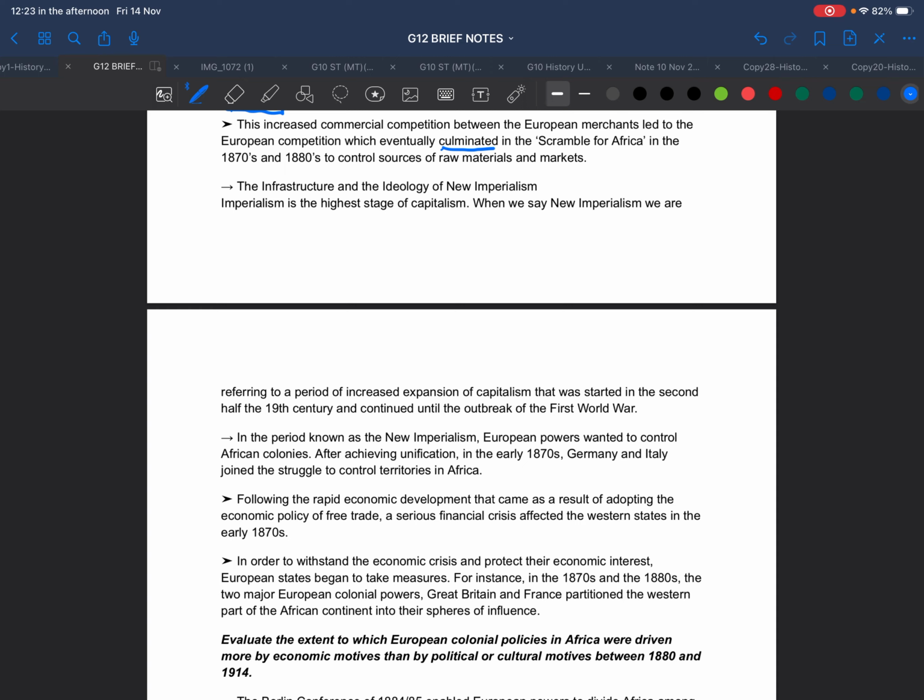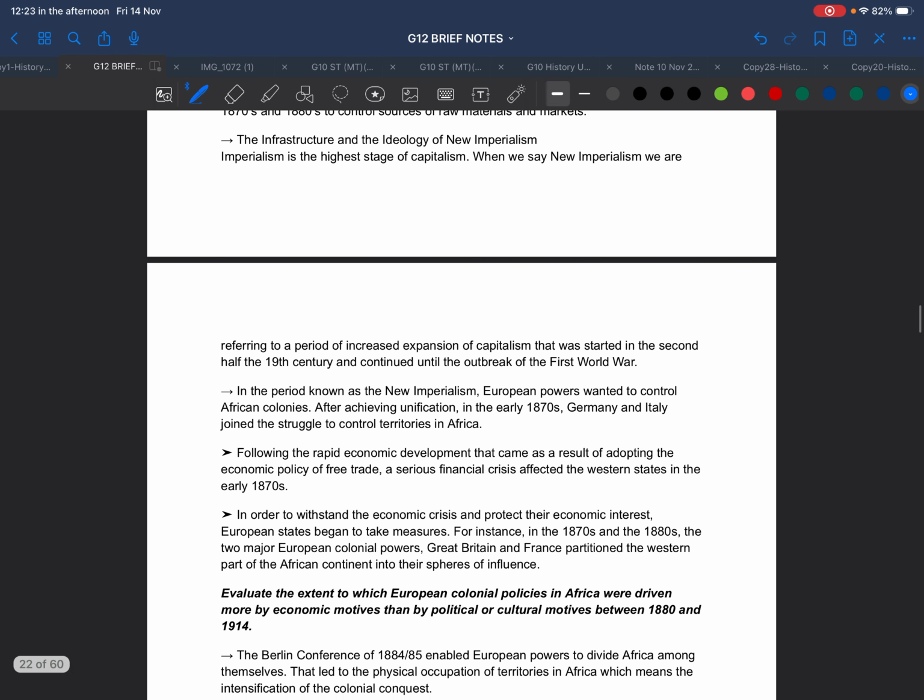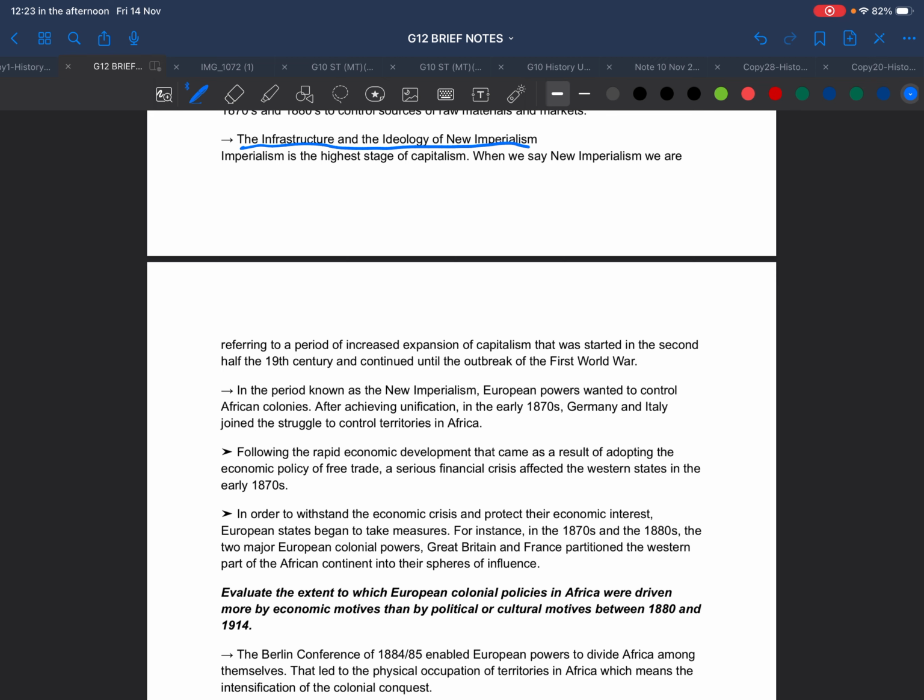Okay, in the scramble for Africa, Europeans were about to come to scramble for Africa to control sources of raw materials and markets. The infrastructure and ideology of new imperialism could be taken as the subtopic. Imperialism is the highest stage of capitalism.